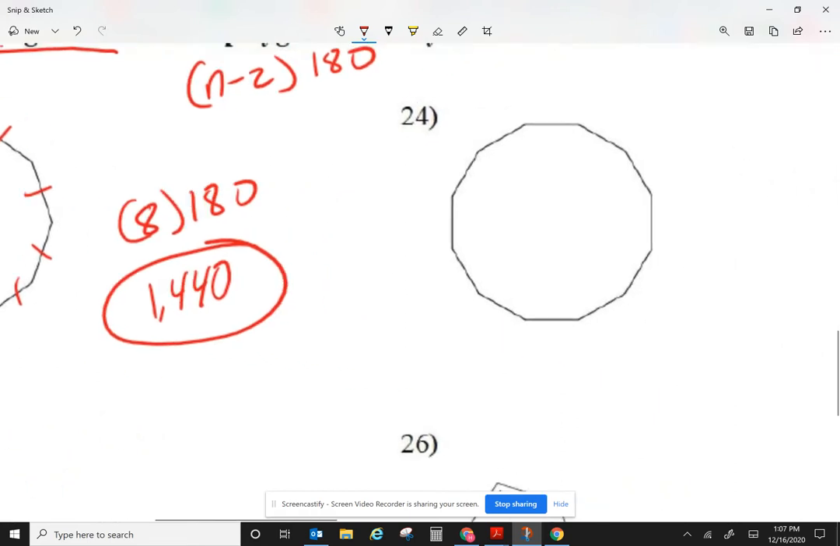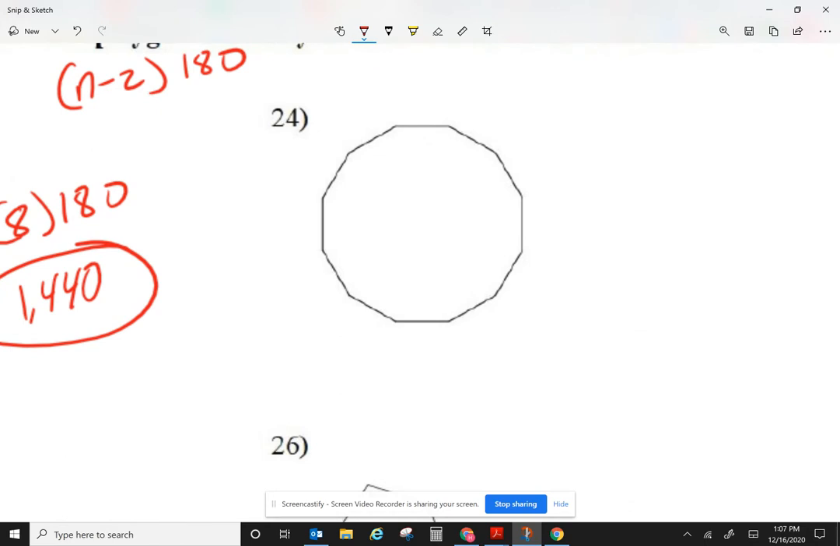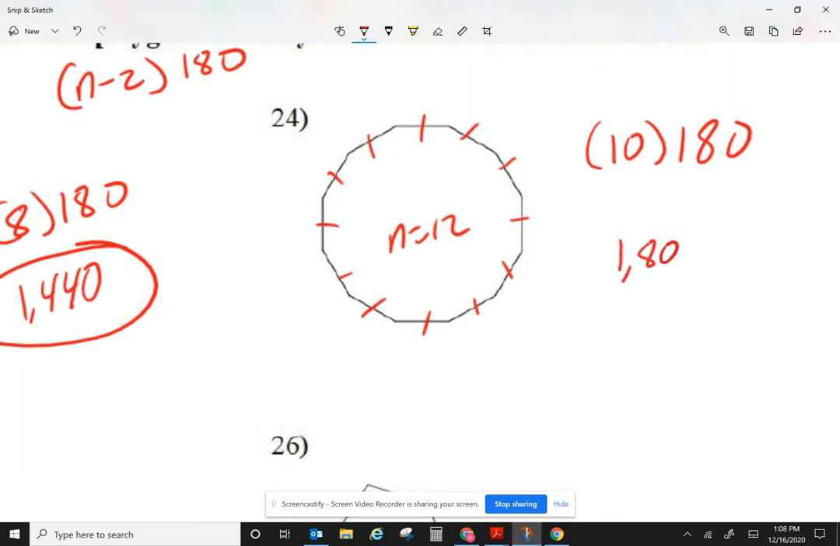All right, let's take a look at number 24. Let me count the sides. 1, 2, 3, 4, 5, 6, 7, 8, 9, 10, 11, and 12. There are 12 sides. So for me to know how much the angles on the inside add up to, I'm just going to go 10 times 180. And the 10, because remember, n minus 2. That's how I got the 10. Now 10 times 180 gives me 1,800.